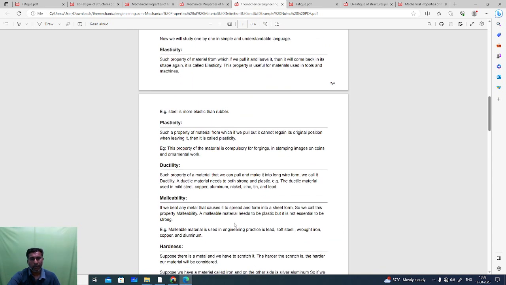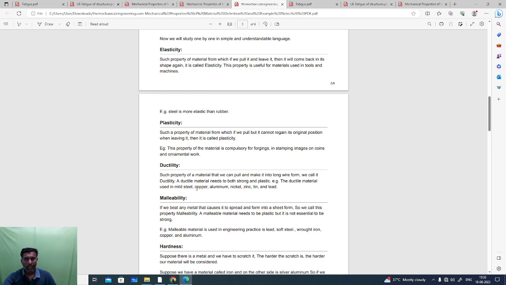Next, plasticity. It is the property of a material from which, when we pull it, it cannot regain its original position. For example, forging operations. Forging operations include the connecting rod, piston, and wheel drum, stamping images, coins, then ornamental work, meaning jewels like that.